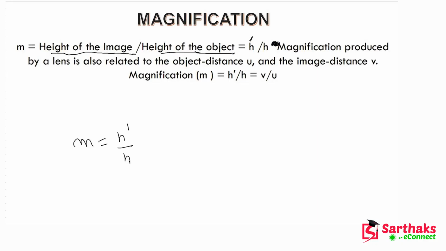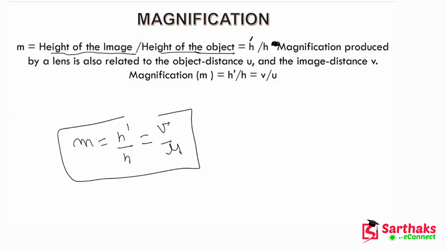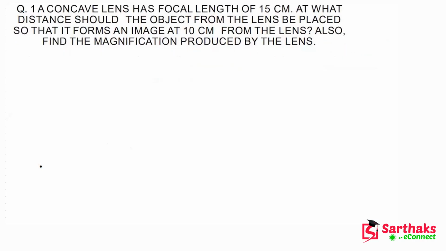Now magnification is produced by a lens, and a lens is also related to the object distance. So I hope you have been able to understand how we calculate magnification. But there is another formula also which we haven't seen in the previous slide, that is v upon u. So after understanding this, let's move on to the next slide. And here we are. Here we will actually solve a question.